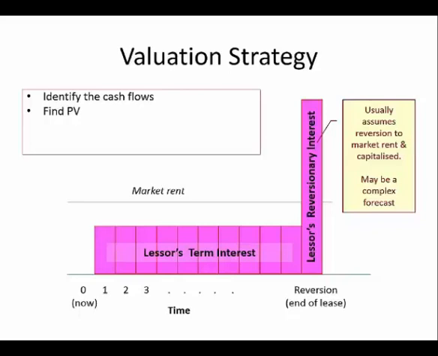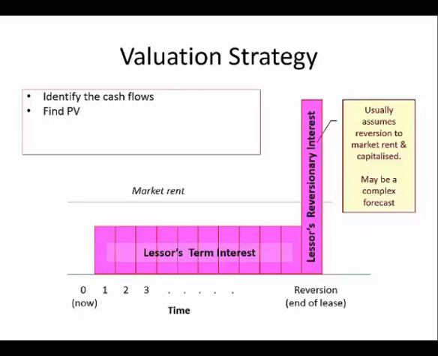We assume that that's based on the market rent, and usually it's a capitalised market rent, so we use capitalisation to work out that reversionary interest. But the important thing about it is that the reversionary interest happens a long way into the future, 1, 2, 5, 10, 30 years into the future. And so while it might be worth $1 million or $10 million or something, the fact that you have to wait 10 years to get it means that that reversionary interest has to be discounted back to the present.